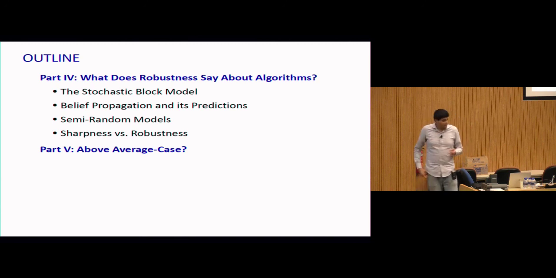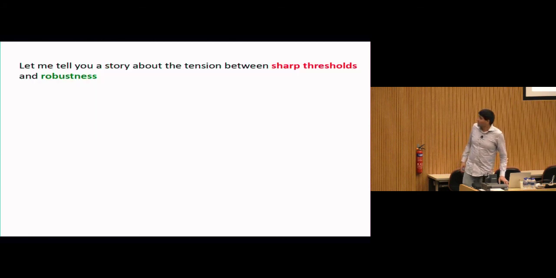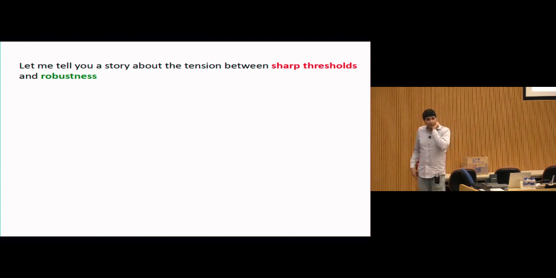So in fact, I want to tell you a little bit of a story. This one's more of a developing story, but I'll give you one example of how thinking about robustness as a goal can upend which algorithms we think are better than which other ones. So let me tell you a story about the relationship between robustness and algorithms, and robustness and statistical questions, things like sharp thresholds in inference problems.